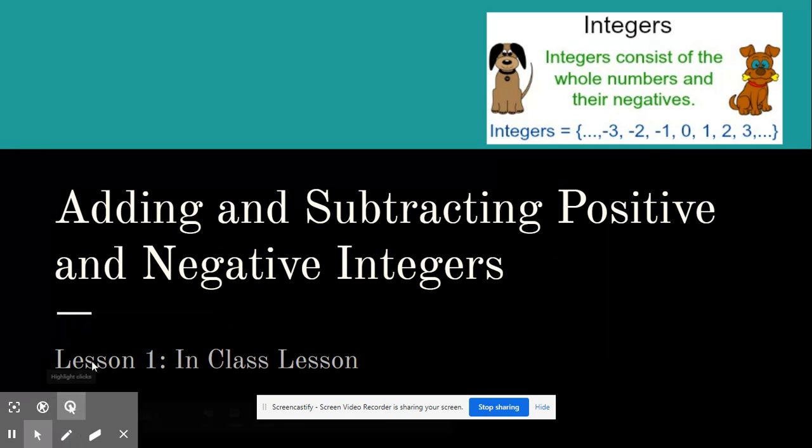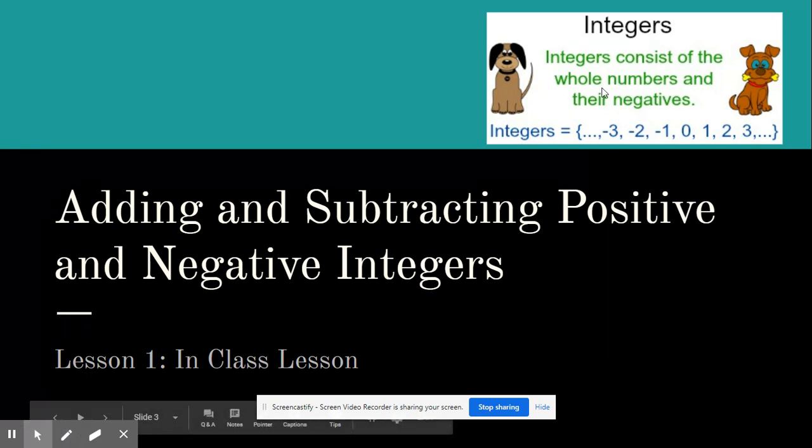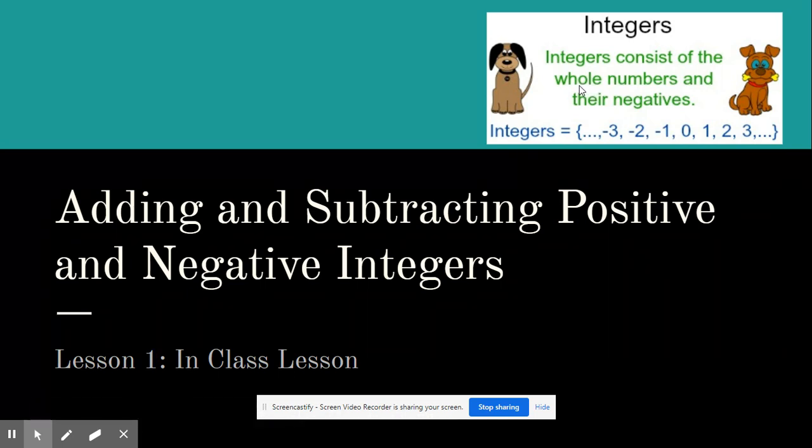Now, integers are whole numbers. Whole numbers means there are no fractions and there are no decimals. So we're just looking at integers. I'm going to try to use the word integer throughout the lesson, so please make sure to remember what an integer is. -3, -2, -1, 0, 1, 2, 3, and so on forever. Another way to think about it is the counting numbers.